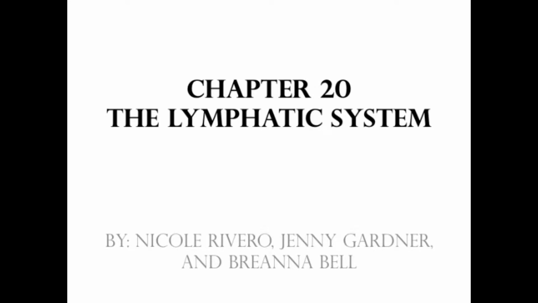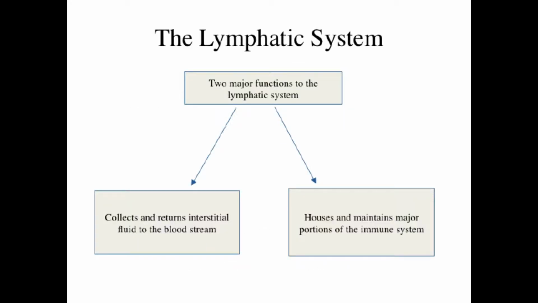In this chapter, we will cover different areas of the lymphatic system and its two major functions. First off, the lymphatic system is part of the circulatory system, and it is also a vital part of the immune system. It has two major functions. It collects and returns interstitial fluid back to the bloodstream. It also houses and maintains major portions of the immune system.